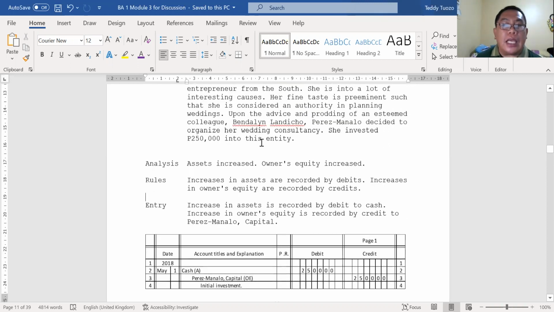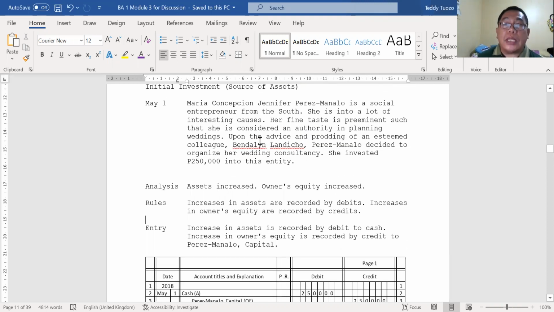Analysis: assets increased, no? Why? Because Manalo invested cash of 250,000. So what happened to cash? The specific account is cash, under assets, that is being analyzed to be increased. And also the owner's equity or the capital account is increased by the transaction.